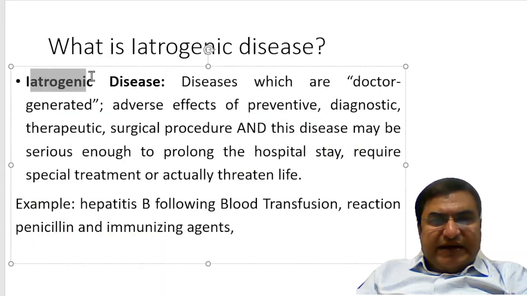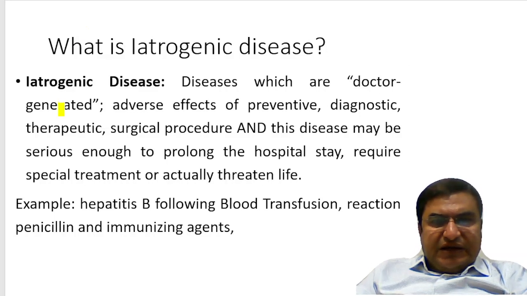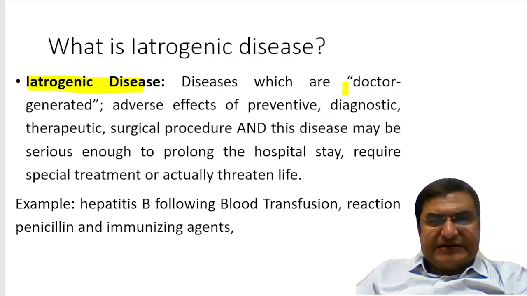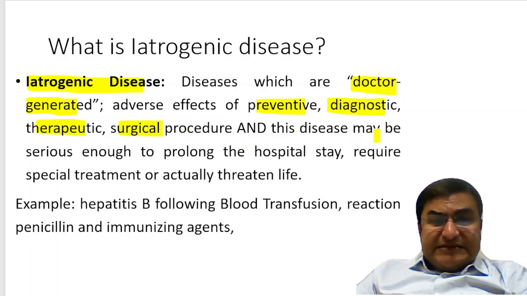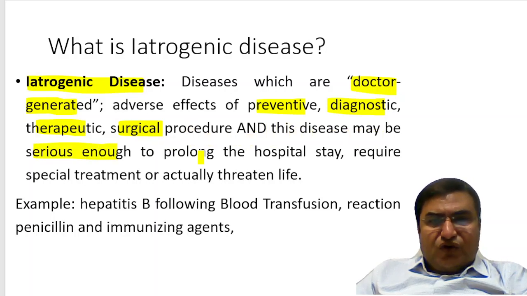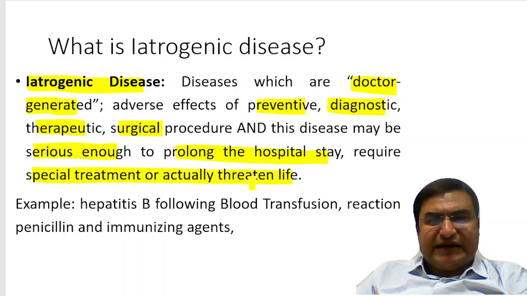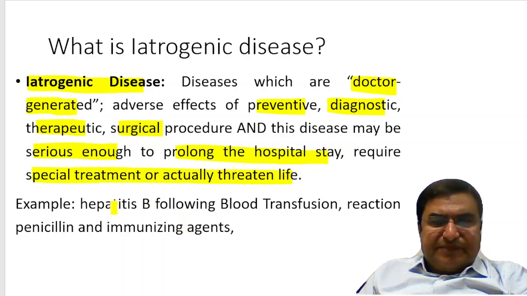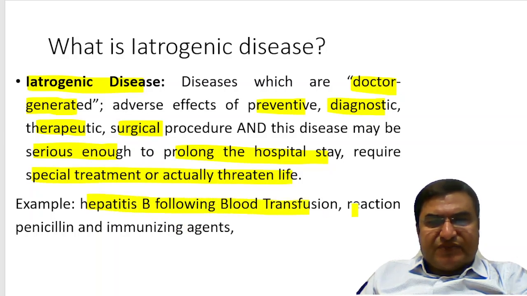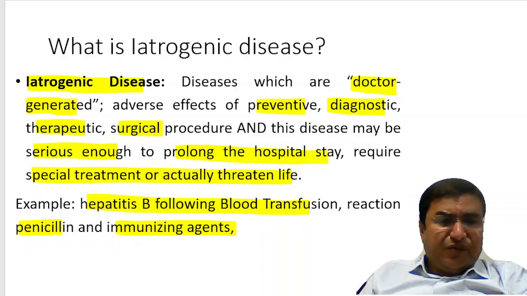What is iatrogenic disease transmission? It is a kind of doctor-generated disease, or we can say an adverse effect following preventive, diagnostic, therapeutic, or surgical procedure. And this disease may be serious enough to prolong the hospital stay, it requires special treatment, or actually can be life threatening. Examples can be hepatitis B following blood transfusion, reaction to penicillin, or reaction following immunization.